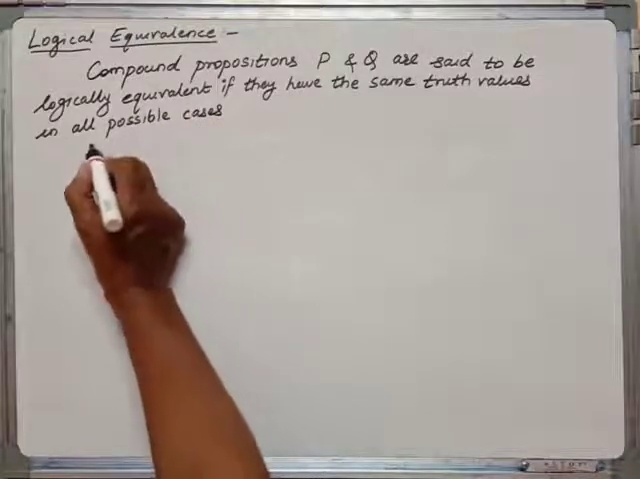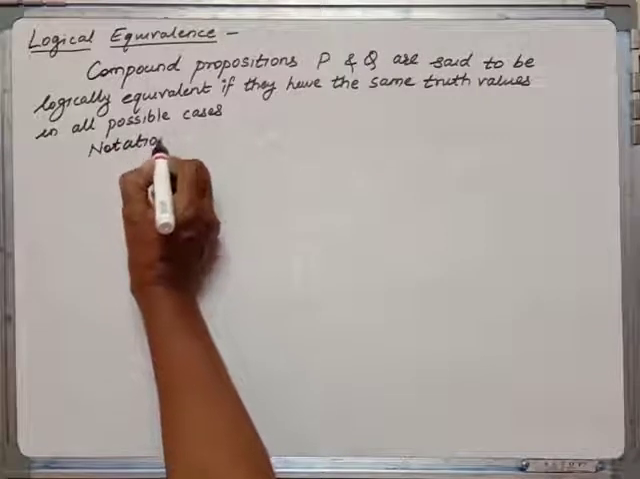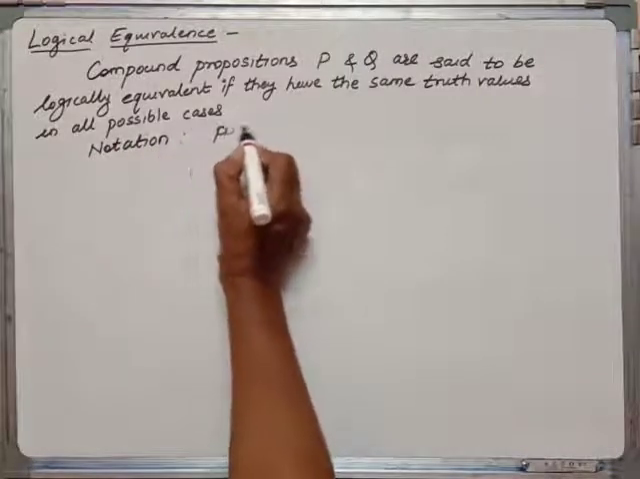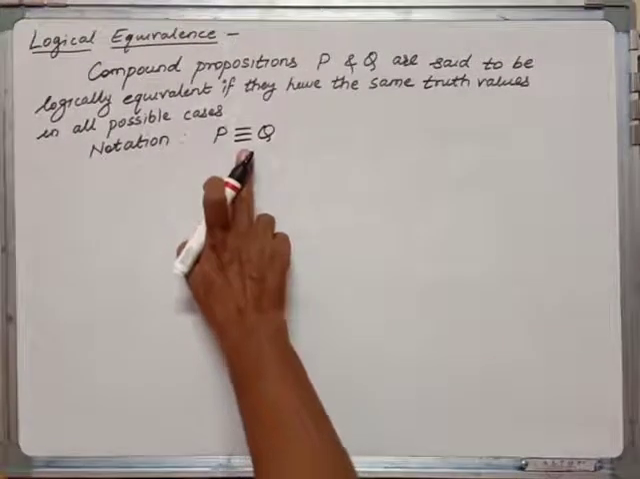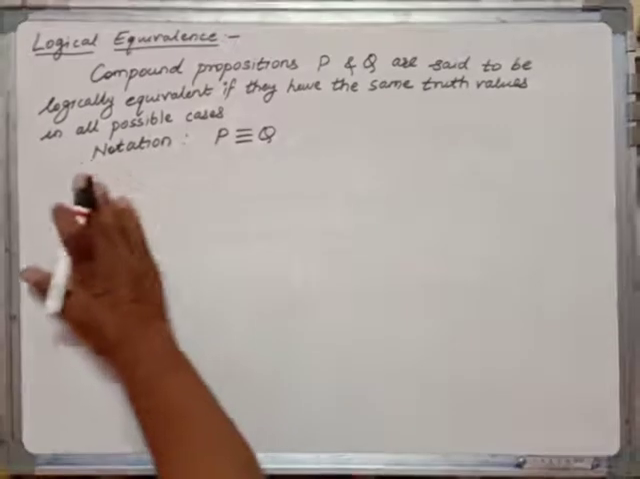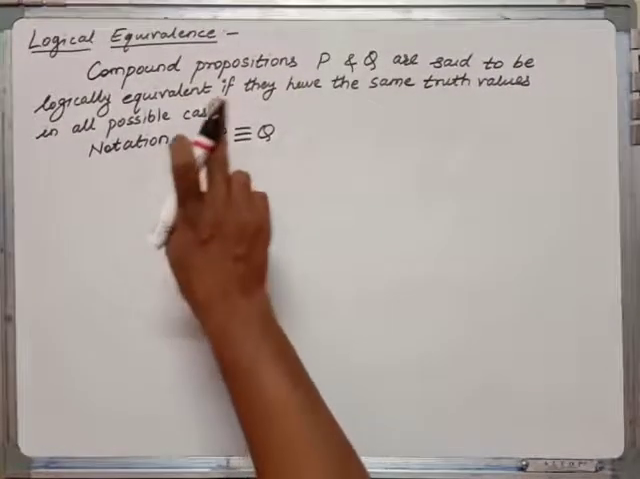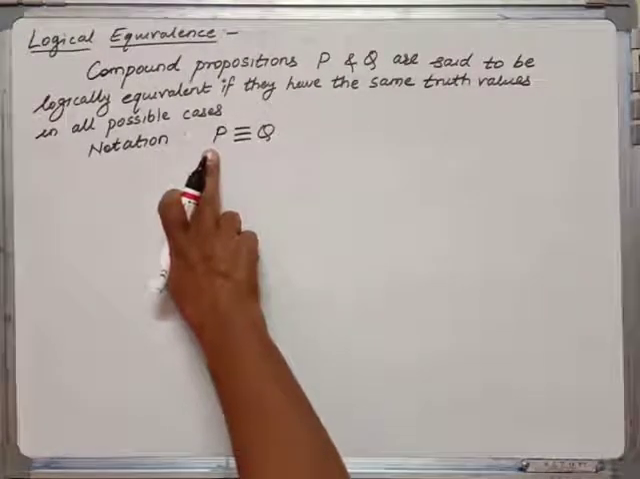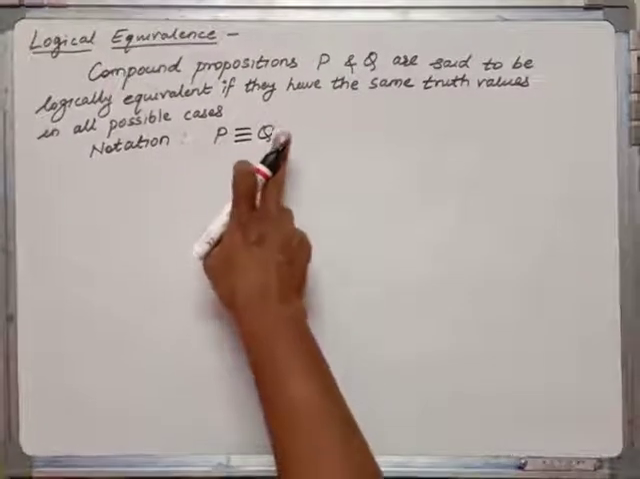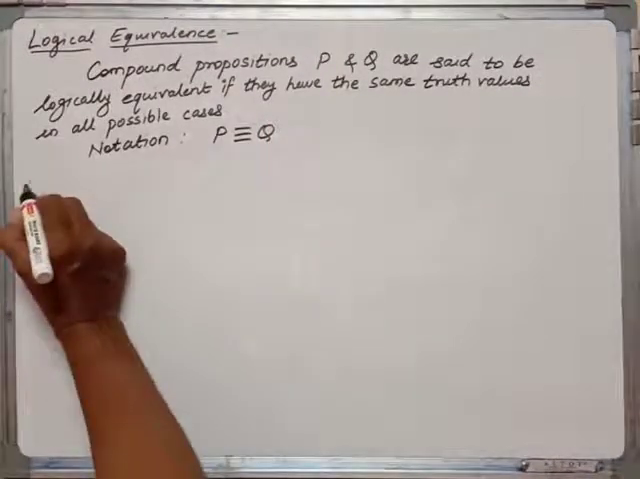What is the notation for this? Notation is P is logically equivalent to Q. Many times I have used this notation. So this is logical equivalence, meaning this P is exactly equivalent to Q. Meaning if P is given, we can replace it by Q, or if Q is given, we can replace it by P. Now let me take an example.